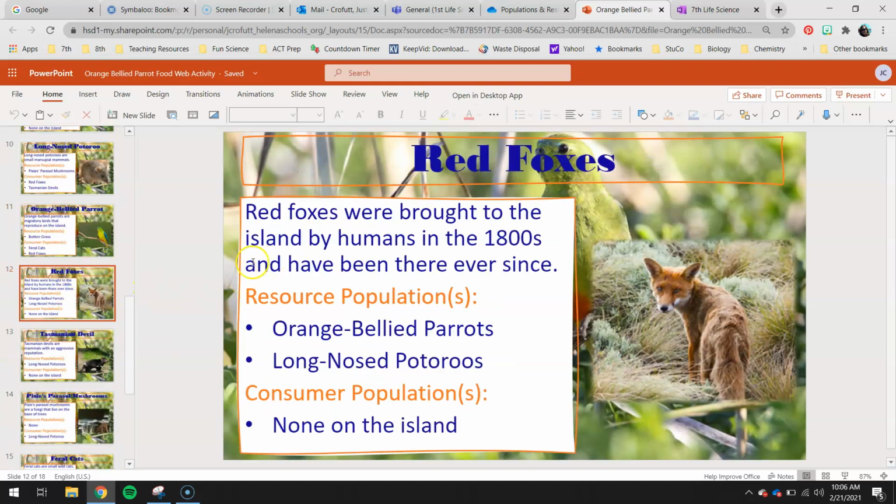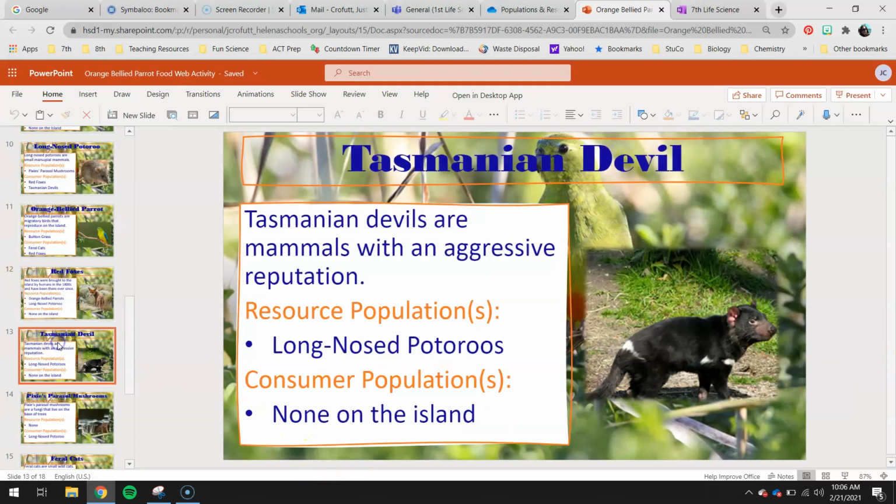Okay, red foxes were brought to the island by humans in the 1800s and have been there ever since. So they weren't native to Tasmania, but now you can find a fairly good population of red foxes there. They eat orange-bellied parrots and long-nosed potoroos, and as they are a top-tier predator as well, they have none on the island that are hunting and eating them. Tasmanian devil, the man, the myth, the legend.